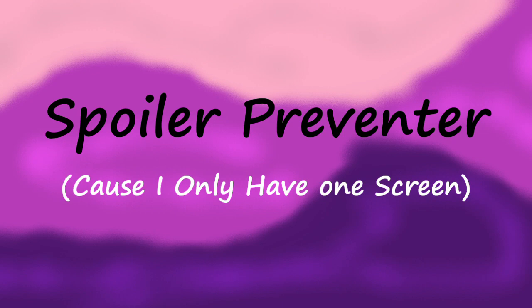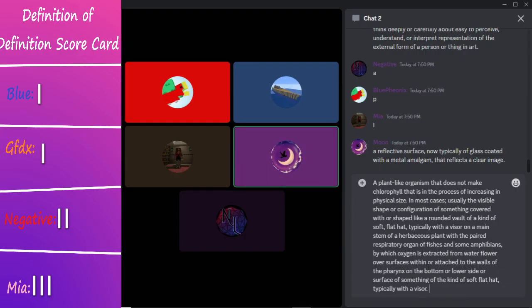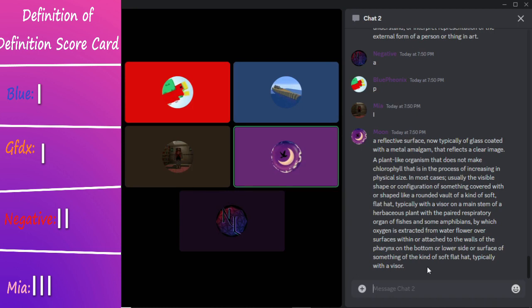We got 2 left, I think, right? Yeah, we have 2 left. So this is the next one. It's a plant-like organism that does not make chloroform, that is in the process of increasing in physical size. In most cases, usually the visible shape or configuration of something covered with or shaped like a rounded bolt of a kind of soft flat hat, typically with a visor. On the main stem of a herbivorous plant, with the paired respiratory organs of fishes and some amphibians, by which oxygen is extracted from water that's supposed to flow over surfaces within or attached to the walls of the thorax. On the bottom or lower side of the surface of something of the kind of soft flat hat, typically with a visor.